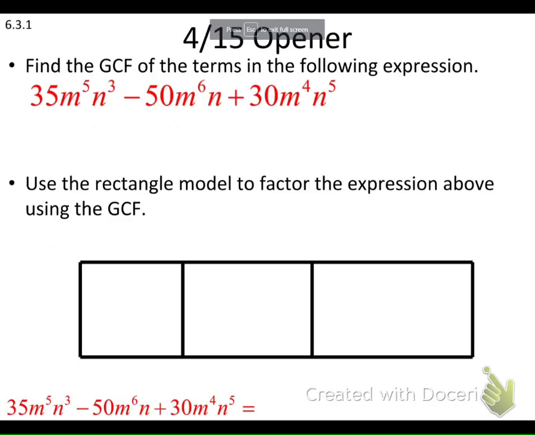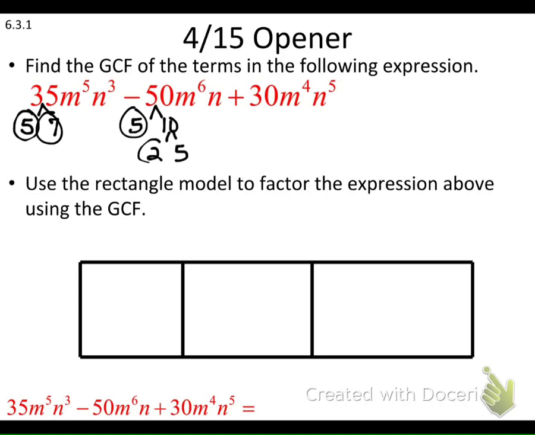All right, so the first set says find the greatest common factor of the terms in the following expression. So all we're basically going to do is find the greatest common factor for these three terms. I do that by doing a factor tree. What do I have for 35, Daisha? Okay, and then for 50? You got 5 and 10. And then 2 and 5. And then for 30? 3 and 10, then 2.